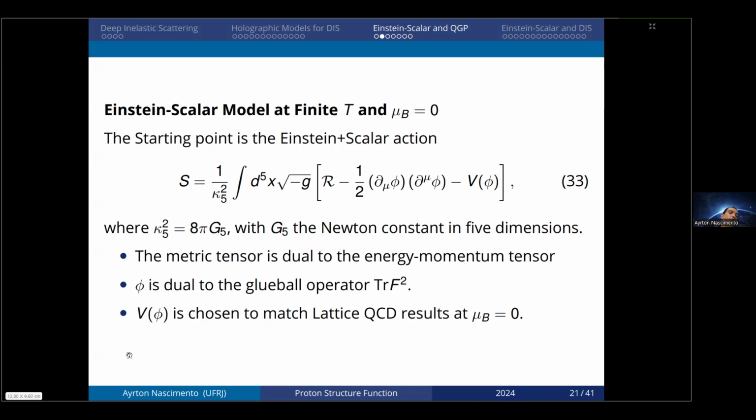Okay, and also you have this potential over here, V of phi, which for the quark-gluon plasma people choose in order to match lattice QCD results at zero chemical potential. So this potential is free. You can just design a potential that matches the things you are interested in. And when people use this Einstein-dilaton model for the QGP, they use it with V chosen in a way to match the lattice QCD results.